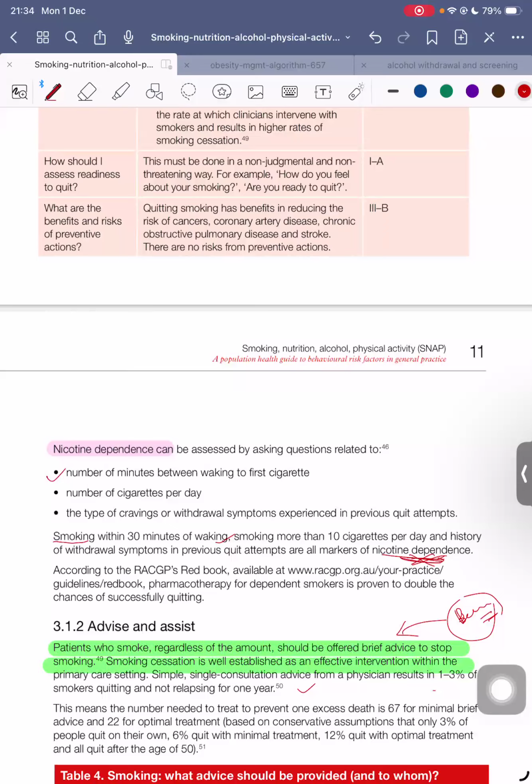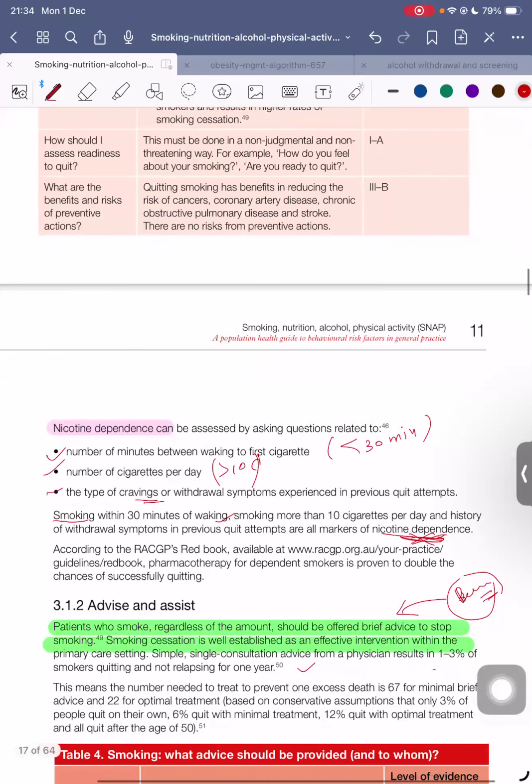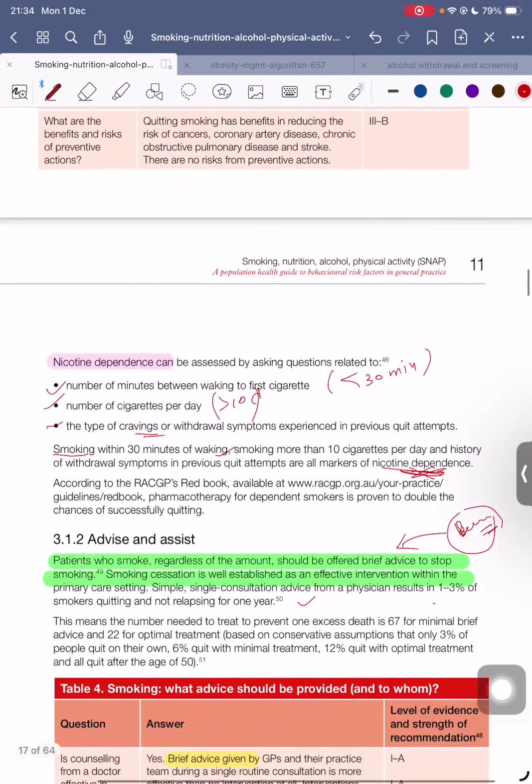Okay, so here, if the patient needs a cigarette once the patient wakes up, within less than 30 minutes, and the number of cigarettes per day, that means more than 10 cigarettes. And types of craving. Okay, if the patient has a craving or withdrawal symptoms experienced in previous quitting attempts. Okay, remember these 3 points as well. 30 minutes, 10 cigarettes per day, and the withdrawal symptoms.